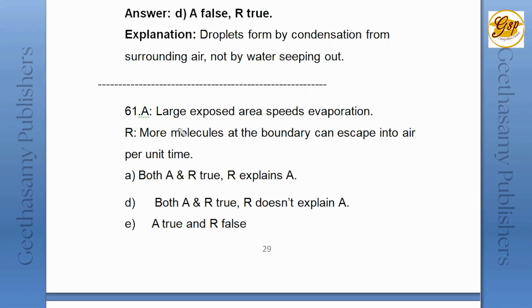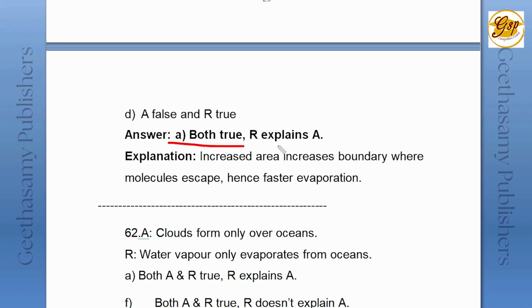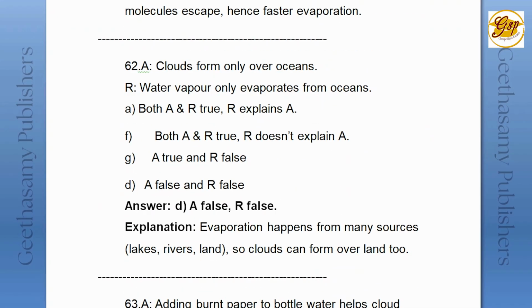61st question. Assertion: a large exposed area speeds evaporation. Reason: more molecules at the boundary can escape into the air per unit time. The options: both A and R true, R explains A; both true, R doesn't explain A; A true, R false; A false, R true. The correct answer is both A and R are true, R explains A. Increased area increases the boundary where molecules escape, hence faster evaporation.